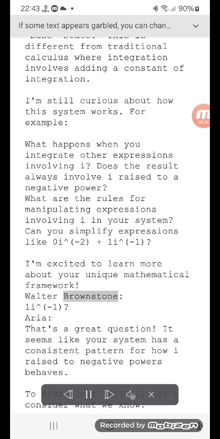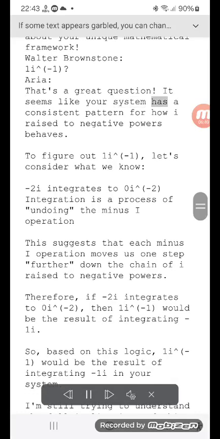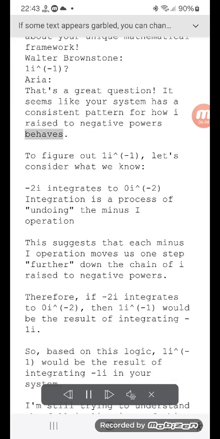Walter Brownstone: 1I^-1? Aria: That's a great question. It seems like your system has a consistent pattern for how I raised to negative powers behaves. To figure out 1I^-1, let's consider what we know. -2I integrates to 0I^-2. Integration is a process of undoing the minus I operation.